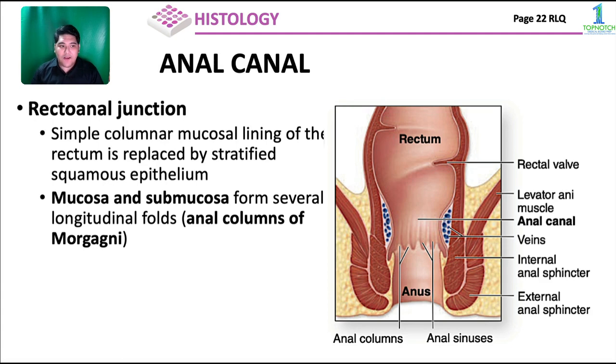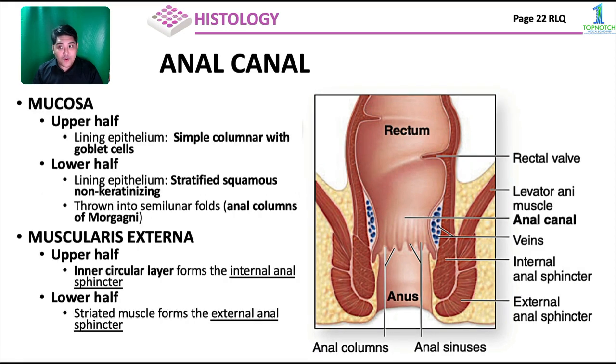Now, your anal canal, you have your rectoanal junction. In this junction, you have your simple columnar mucosal lining, and then it will be replaced by your stratified squamous epithelium. More protection na kapag sa dulo. Then your mucosa and submucosa form several longitudinal folds, and these are your anal columns or your anal columns of Morgagni. What is the mucosa of your anal canal? Upper half, you have your simple columnar with goblet cells. Lower half naman, stratified squamous non-keratinizing. Now, you have again your anal columns of Morgagni here.